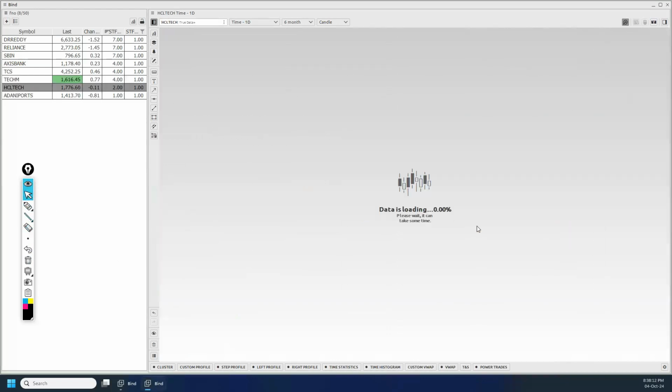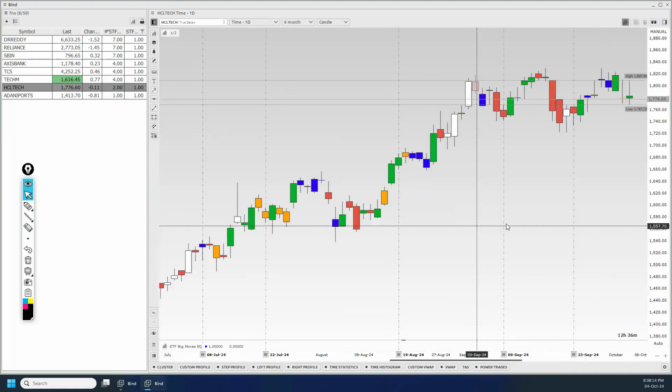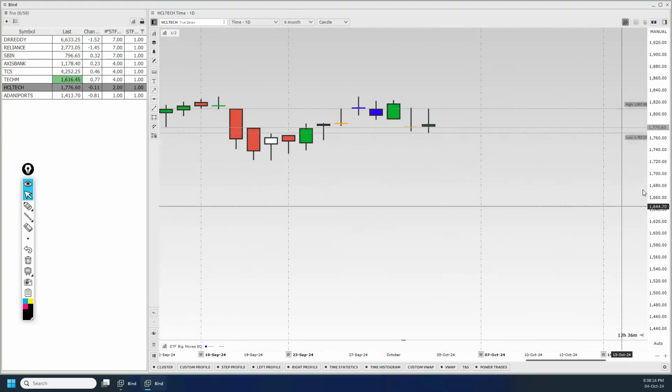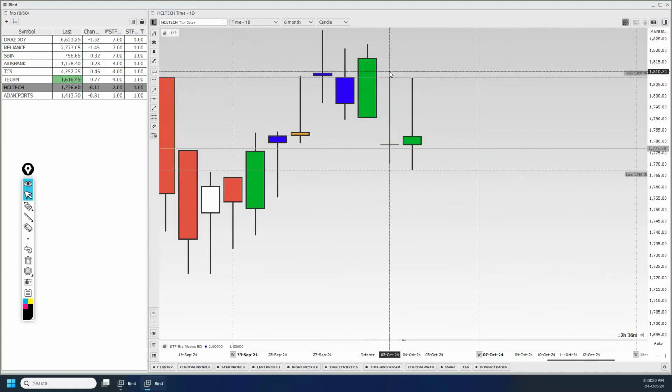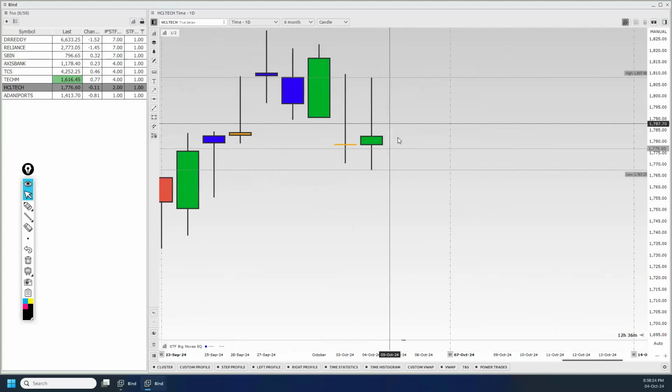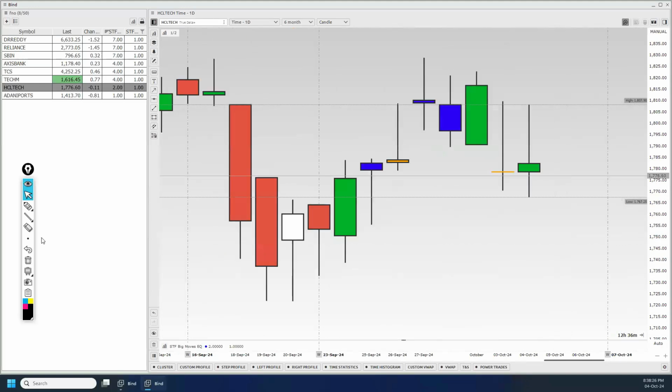Then again, HCL Tech. It was a bottom candle, but today it didn't break the high, it broke the low. For me, it's a continuation candle now. Then the entry didn't happen, skipped.